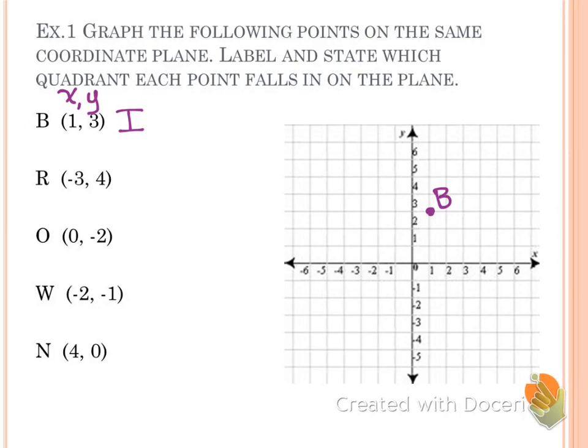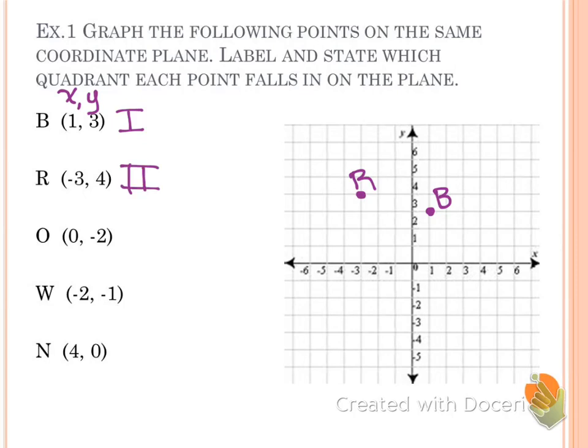All right, who can help me out with the second one, letter R? Keon? Left 3, and then? Very good. Left 3, up 4. That is where we will put point R. And it is in the second quadrant. Very good.